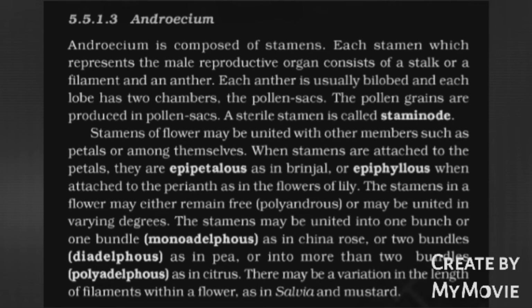The stamens in a flower may either remain free, that is polyandrous, or may be united in varying degrees. The stamens may be united into one bundle, that is monoadelphous, as in China rose, or two bundles, that is diadelphous, as in pea, or into more than two bundles, that is polyadelphous, as in citrus. There may be a variation in length of filaments within a flower, as in salvia and mustard.